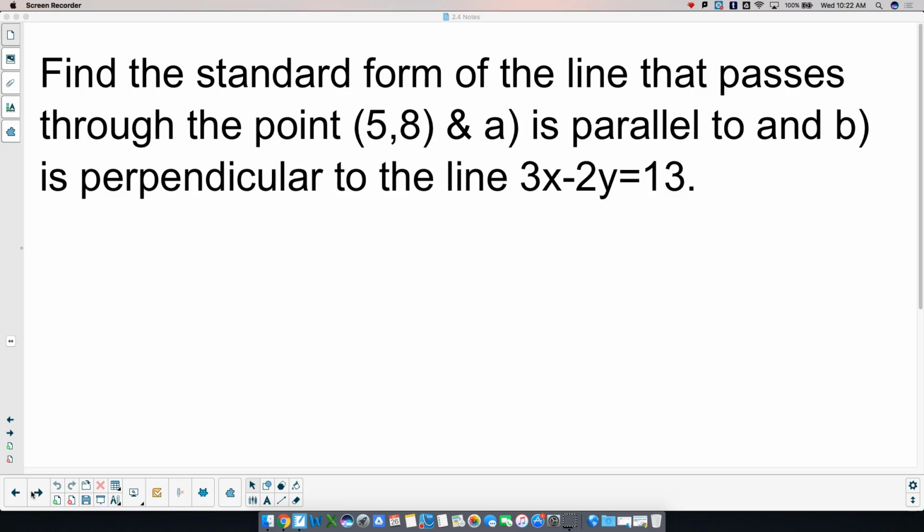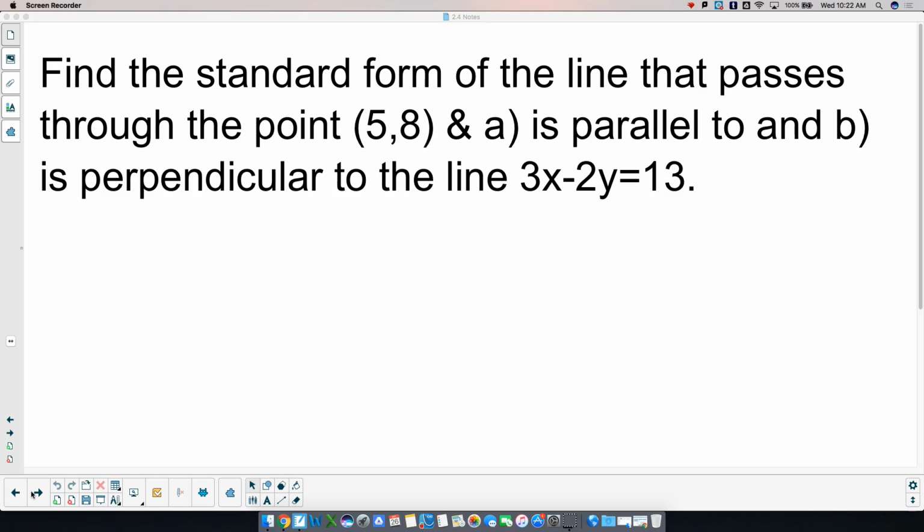Now, what's the very first thing you got to do? Find the slope of what? Of the line that's given, right? How am I going to find the slope of a given line? Put in y equals mx plus b form? Probably the easiest way. Is that the only way? No. But it's the easiest way.